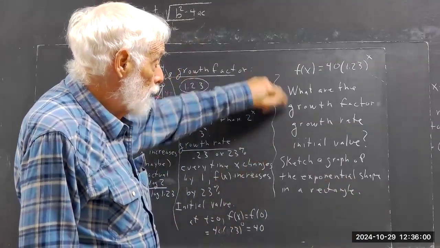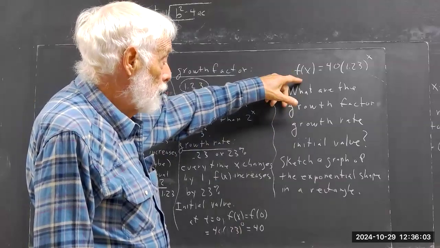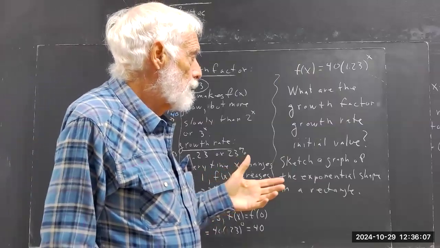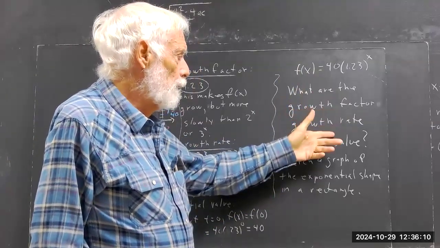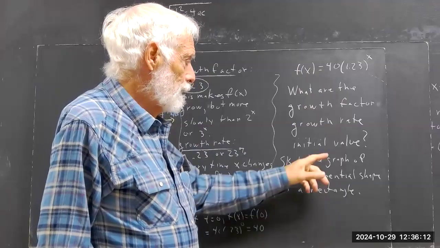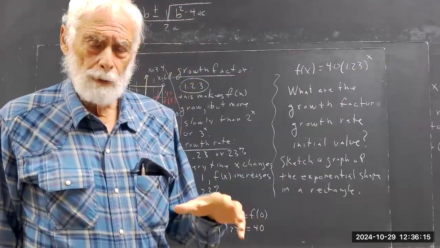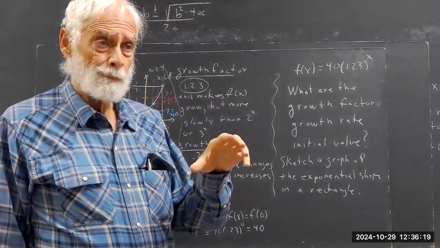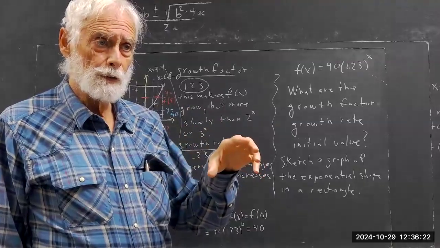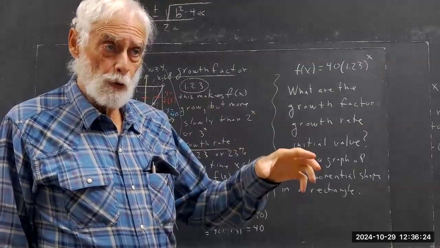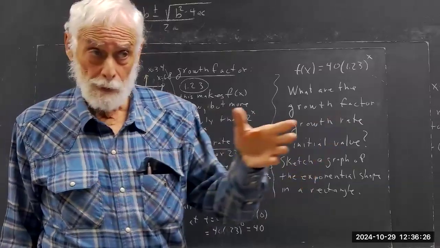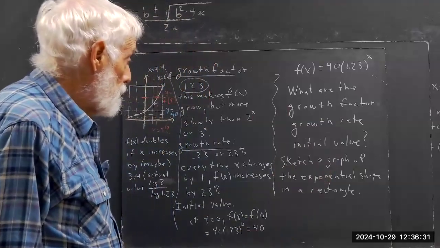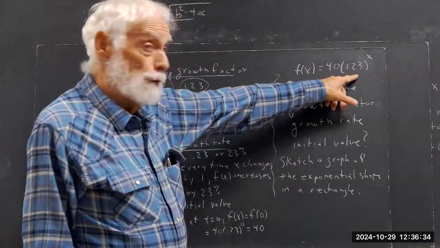don't. Okay, anyhow, what are the growth factor and the growth rate? Okay, so what do we mean by growth factor or growth rate and initial value? Now we talked a little bit before about compound interest, didn't we? Like if you got 5% interest, multiply by 1.05. Did we do that in here? Pretty sure we did. Well, this is like 23% interest.